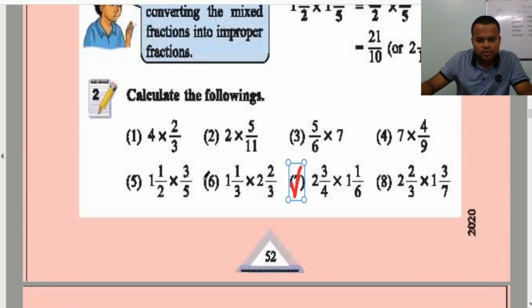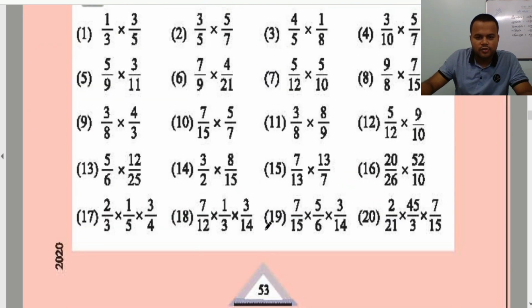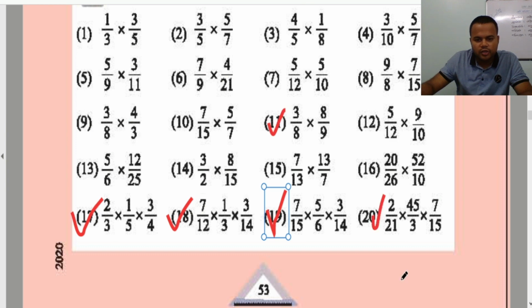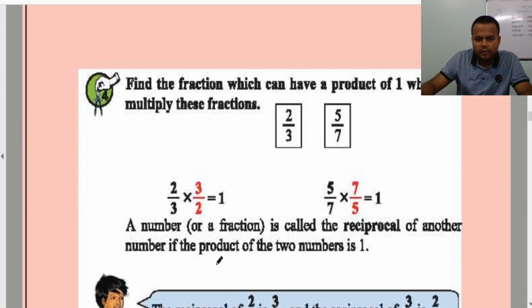From this just try 2 problems, try to solve. Okay, now from this one 19, 18, 17, 11, and 20. Okay, last only 5 from here.